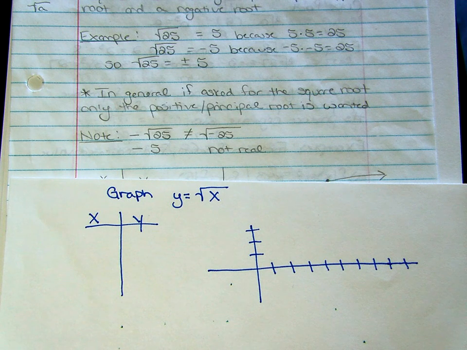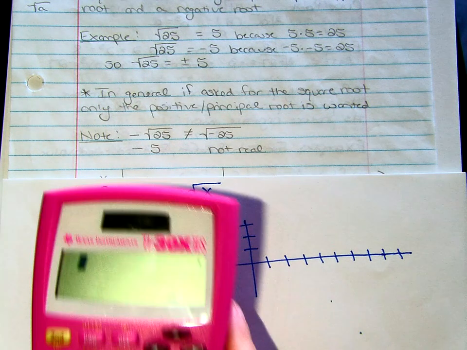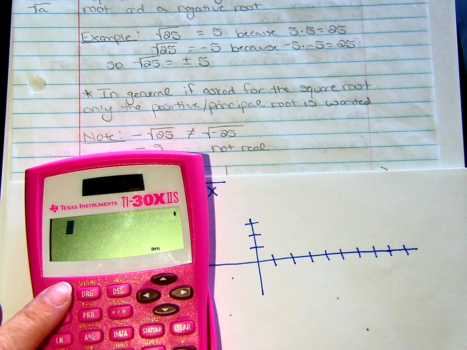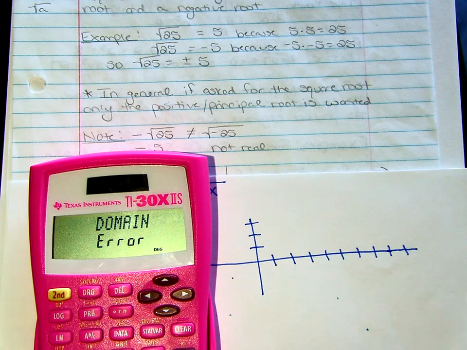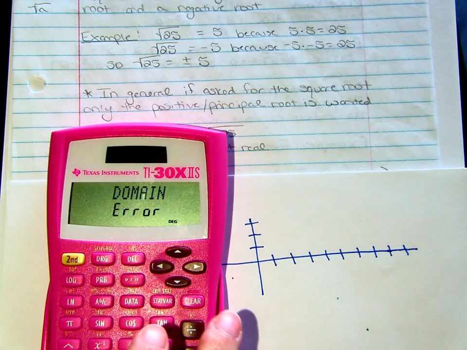But know in this class that if you are asked to take the radical of -25, the answer is not real. You're given that option in Pearson. And if you try to do it on a calculator, it will also give you an error, because your calculator doesn't deal with non-real numbers.